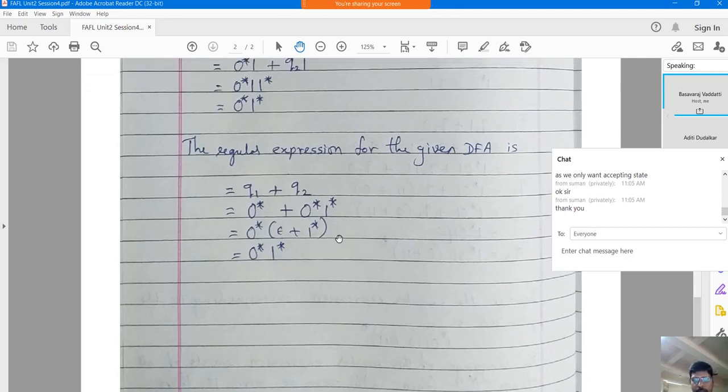What is the language accepted by this regular expression? The language accepted is any number of zeros followed by any number of ones. It is 0 star, 1 star. The interpretation of this is any number of zeros followed by any number of ones. Yes, any other doubts?